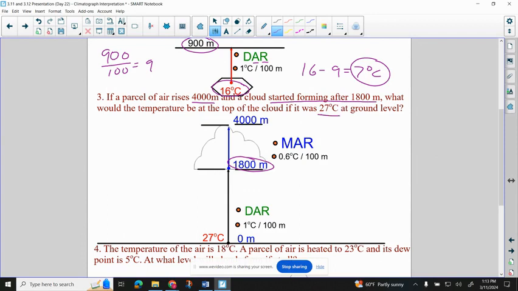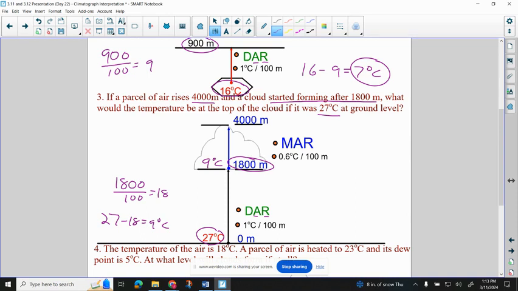Okay. So initially, as the air is rising, we are going to use the DAR because it's dry air that's rising. So it rose 1,800 meters, so we're going to take the 1,800 and divide by 100, and the temperature is going to drop 18 degrees on its way up. It started at 27, so 27 minus 18 is 9 degrees Celsius. So at this point right here, it is 9 degrees Celsius.